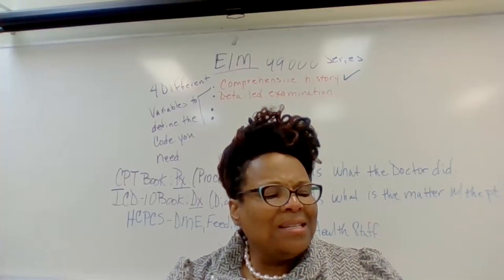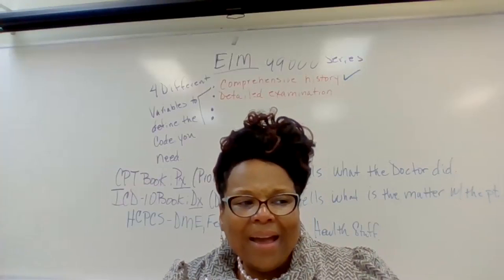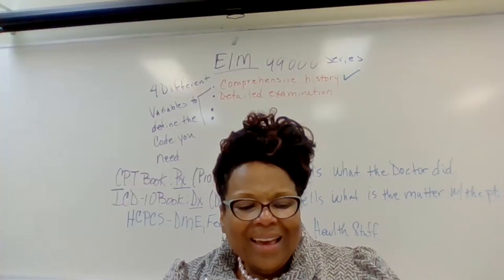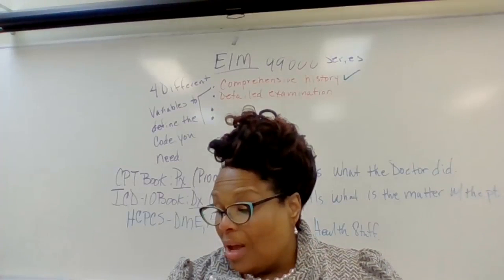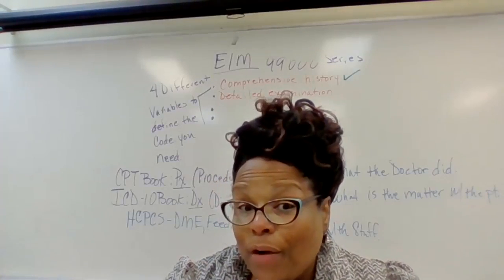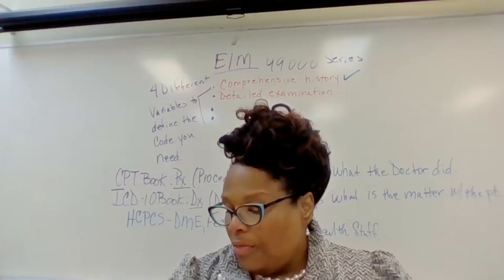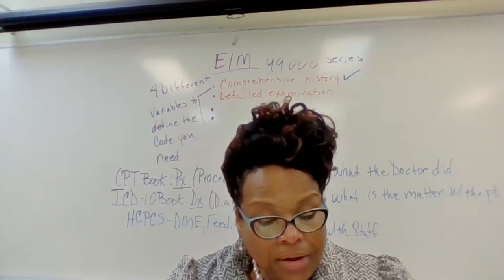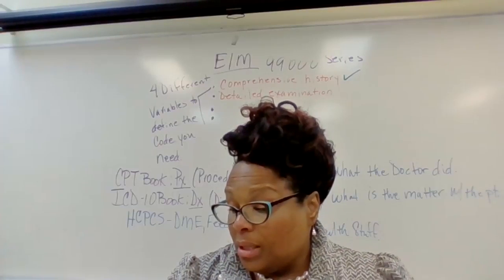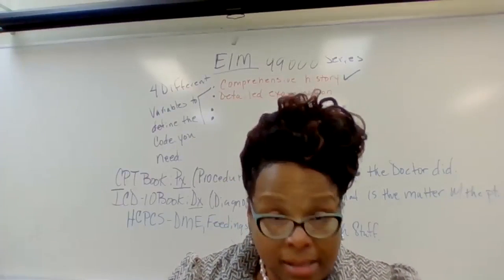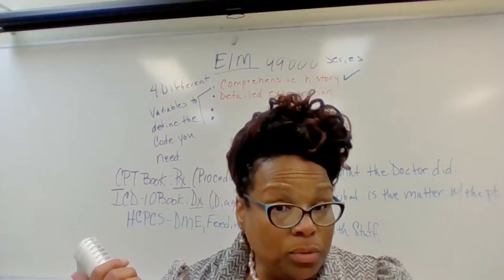Come down about four sentences. Kind of look to your right. Yes, it says a detailed history. It looks like 99214 says detailed history in one of the variables. Then it says a detailed history and examination. That's inclusive. So it was a detailed history and a detailed examination. We have two of the three variables.